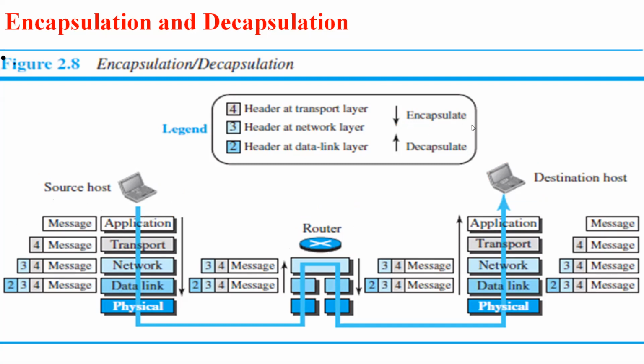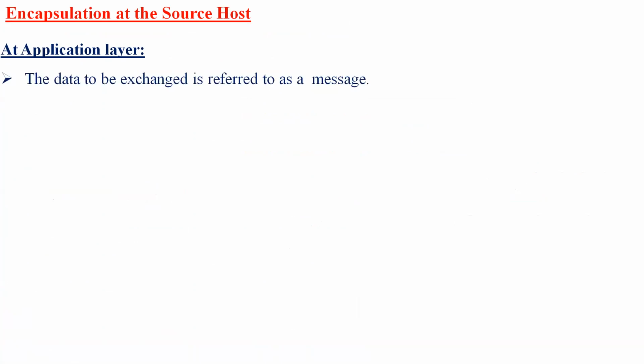So let's see what encapsulation is. Encapsulation at the source host. We have five different layers, so let's see what actually happens in the application layer. With respect to the application layer, the encapsulation process is used to exchange data. Here the data exchanged is called a message. So in order to exchange messages, we use encapsulation at the application layer.